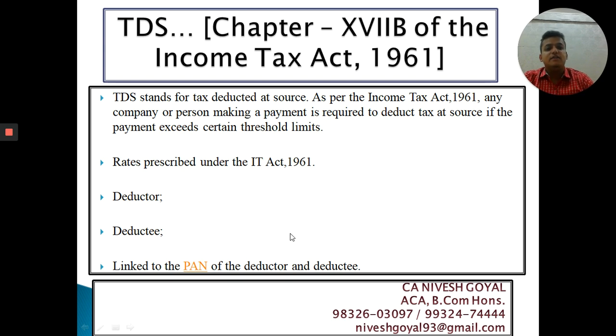I, C. Nivesh Goyal, am here to present before you TDS, Tax Deducted at Source, which is inserted under Chapter 17B of the Income Tax Act 1961.